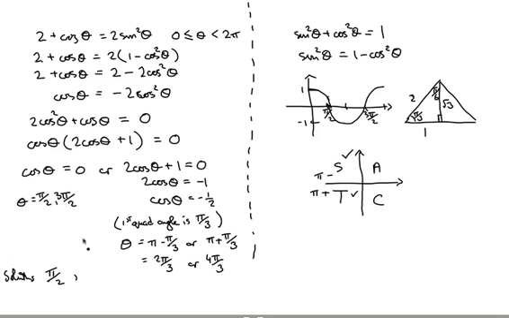So if we're putting them in order, which is polite, it's not essential, but it would be nice to do that. We start off with pi upon 2, followed by 2 lots of pi upon 3, followed by 4 lots of pi upon 3, followed by 3 lots of pi upon 2. So these are the 4 solutions to this equation in the range 0 to 2 pi.